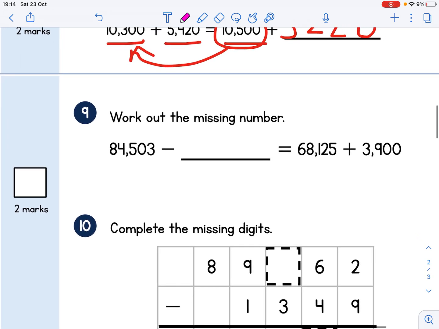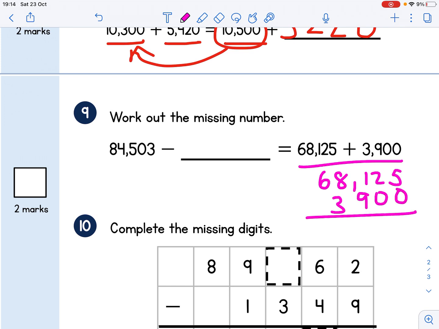Okay, number 9. To find out the missing number, we need to actually work this out. We need to work out what 68,125 plus 3,900 is. Again, make sure you line up the numbers properly.